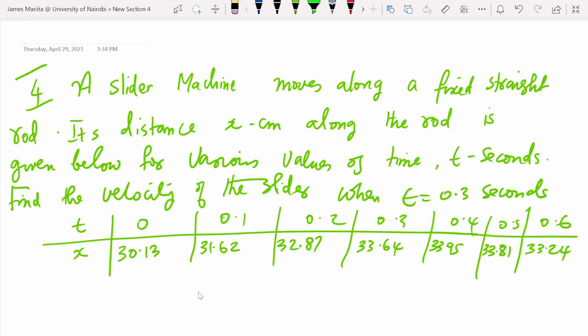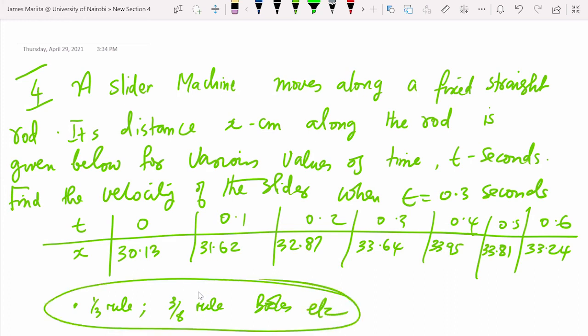So you are going to integrate between 0 and 0.6. Now, in this case, this is an open-ended question. You are not told which formula to use. You can decide to use Simpson's 1/3 rule, 3/8 rule, or Boole's rule. Use any one of those to work it out.